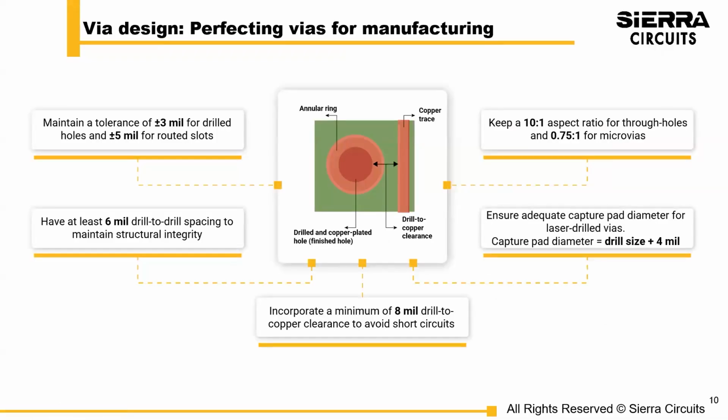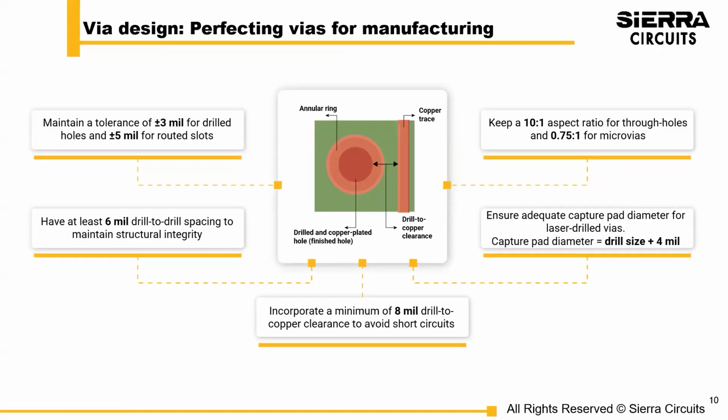We're discussing via design now because when it comes to mechanical features like drilled holes and slots, precision always matters. The standard tolerance for drilled holes is plus or minus 3 mil, while for routed slots, it's typically plus or minus 5 mil. You can have at least 6 mil drill to drill spacing to maintain structural integrity.